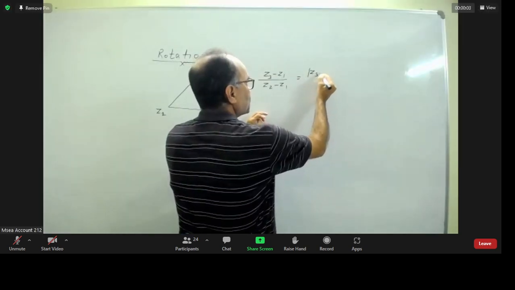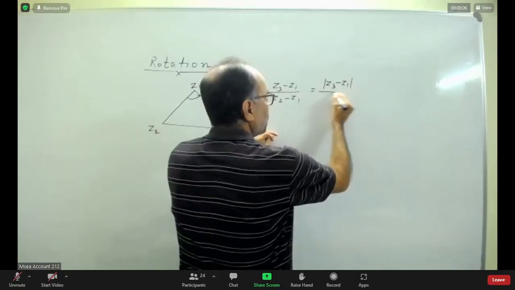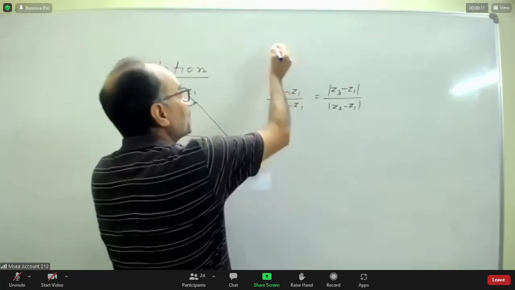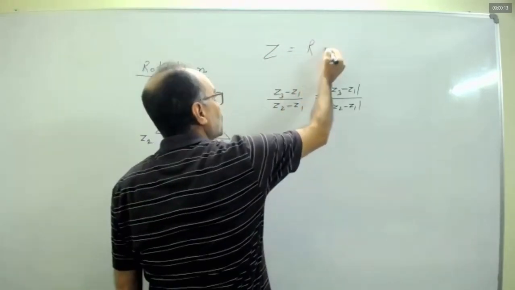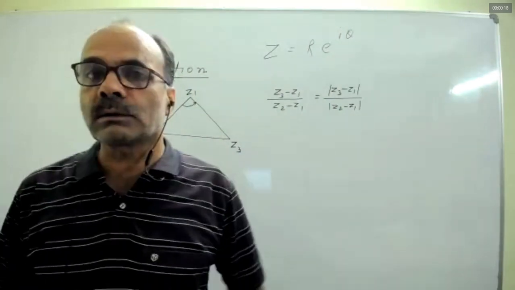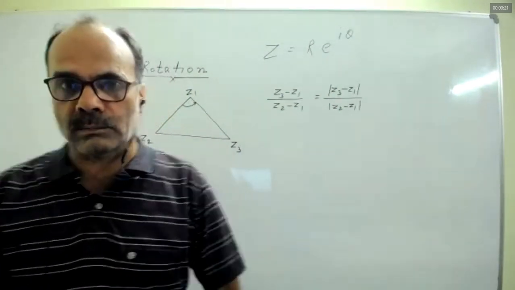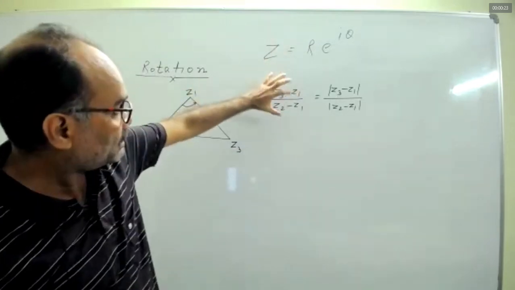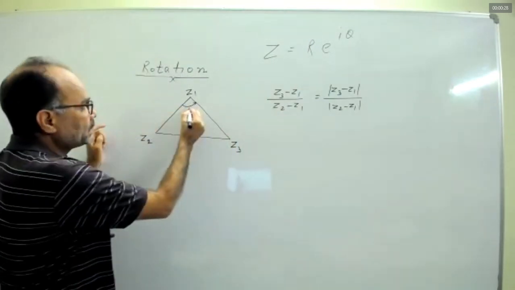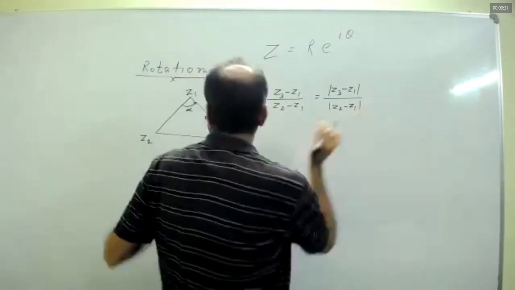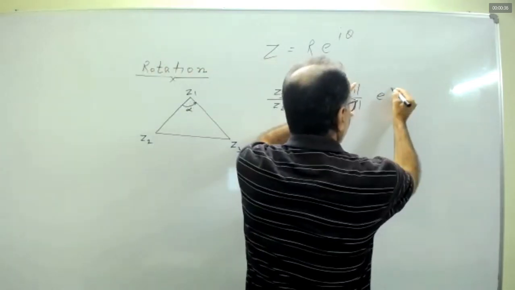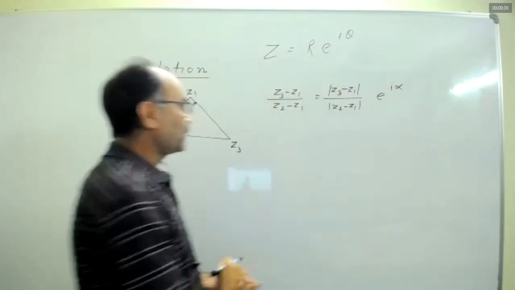Mod of Z3 minus Z1 divided by mod of Z2 minus Z1. This is a complex number. Any complex number can be written in the form R e to the power i theta, where capital R is the magnitude of the complex number and theta is the argument. So in short, this is a complex number whose magnitude is this R, and whose argument is, suppose this angle is alpha, so it is a complex number with this magnitude and argument alpha, e to the power i alpha.